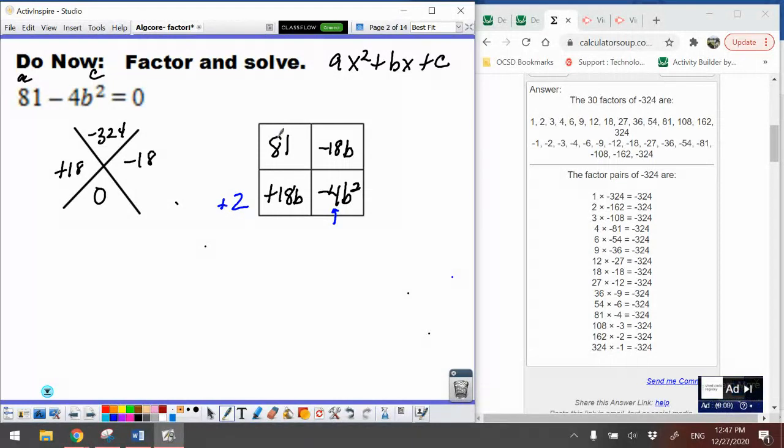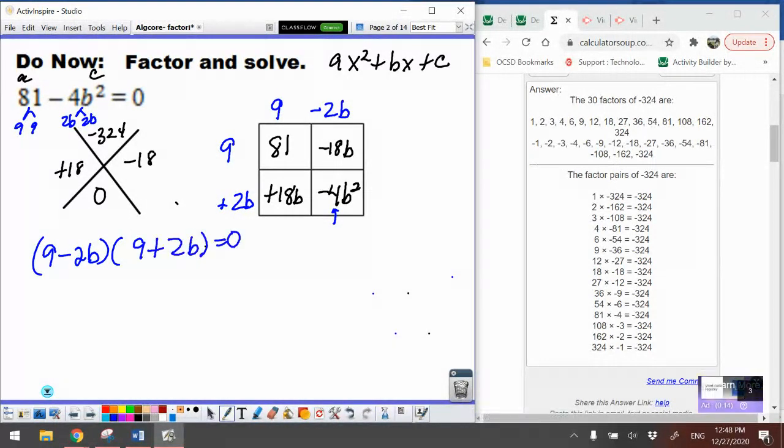Now what about 81 and 18? Well, those have 9s in common. So the b is actually going to be on this term. This one is going to be a 9. Now, if I have to have 81, I know this has to be a 9. So 9 times 9 is 81. And I have an 18 and a negative 4 again. So this one's going to be a negative 2b. And we know, since these are difference of squares, if I think about the perfect squares, this is 9 and 9, and this is 2b and 2b. So I have 9 minus 2b and 9 plus 2b equals 0.